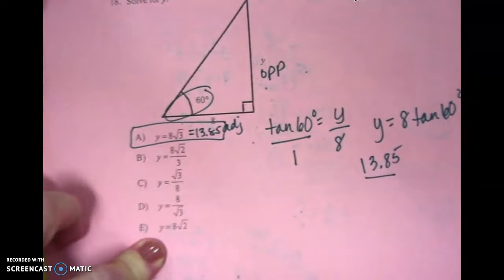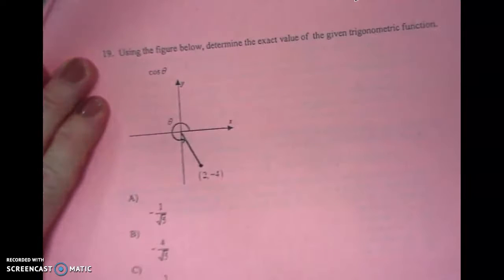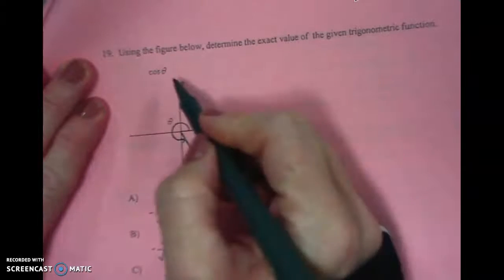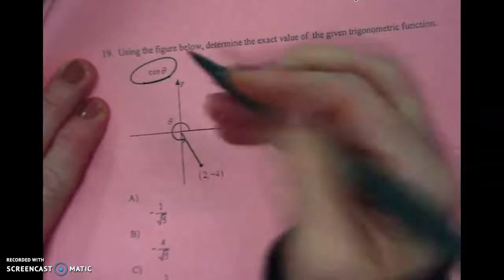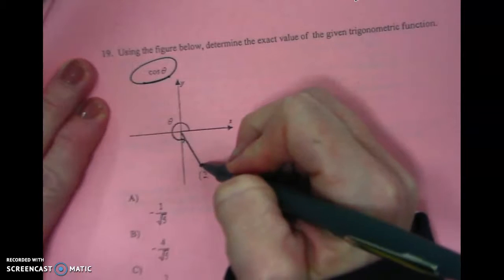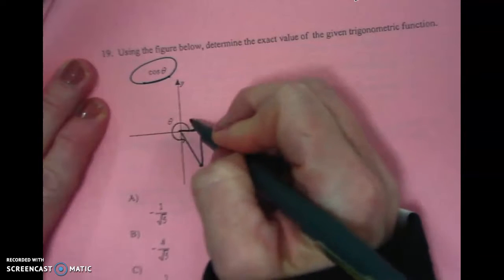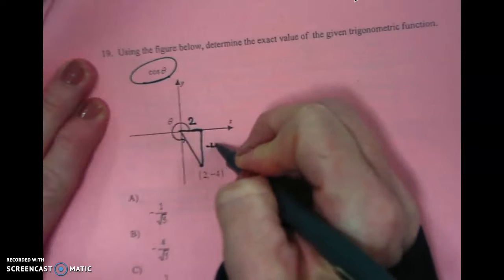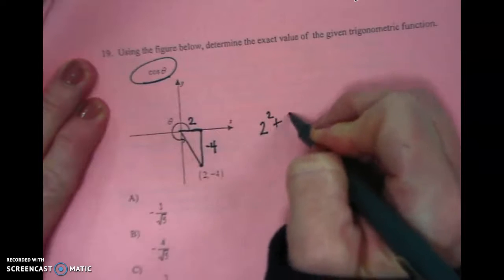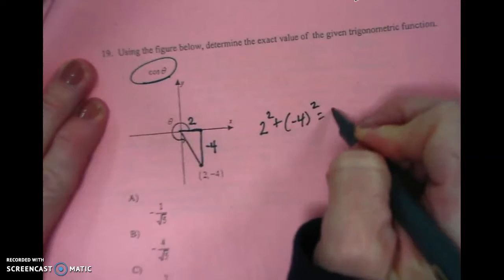Okay. All right, number 19. Find the exact figure of the cosine. Well, we have the point 2, -4, so I'm able to create a triangle from that point. Over 2, down 4. A squared plus b squared equals c squared.